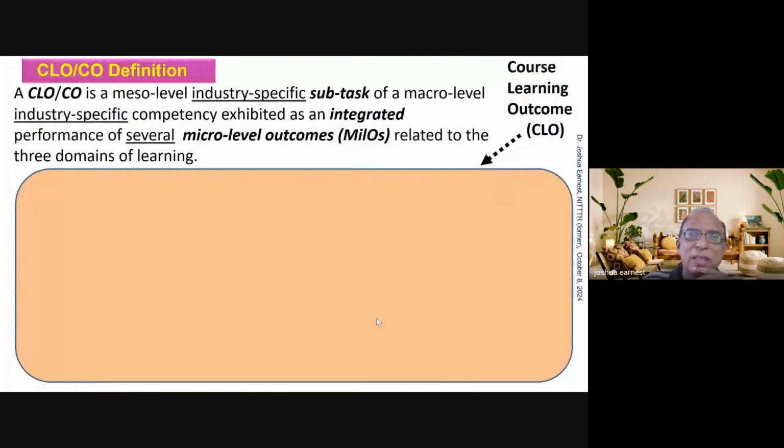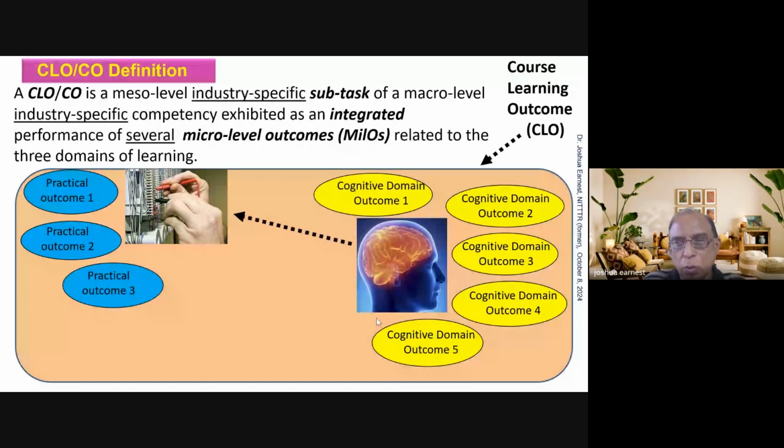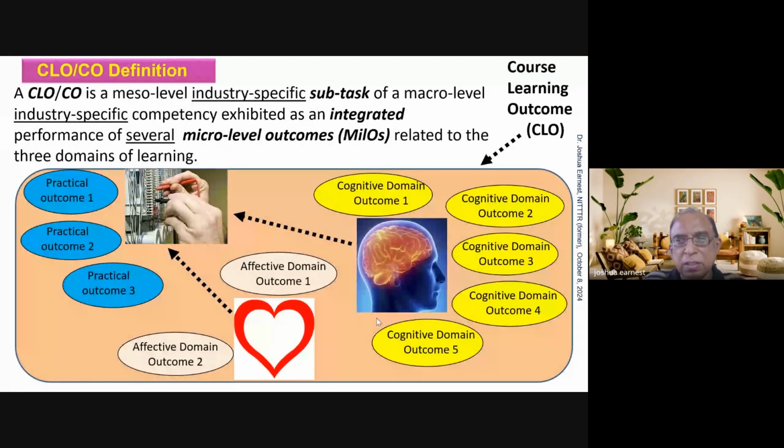Now, what is a CO? A CO is a meso-level industry-specific subtask of a macro-level industry-specific competency exhibited as an integrated performance of several micro-level outcomes related to the three domains of learning. So we are here. You have some practicals. For those practicals, some theory is required. And for that theory, the psychomotor domain is required. Did you get it?